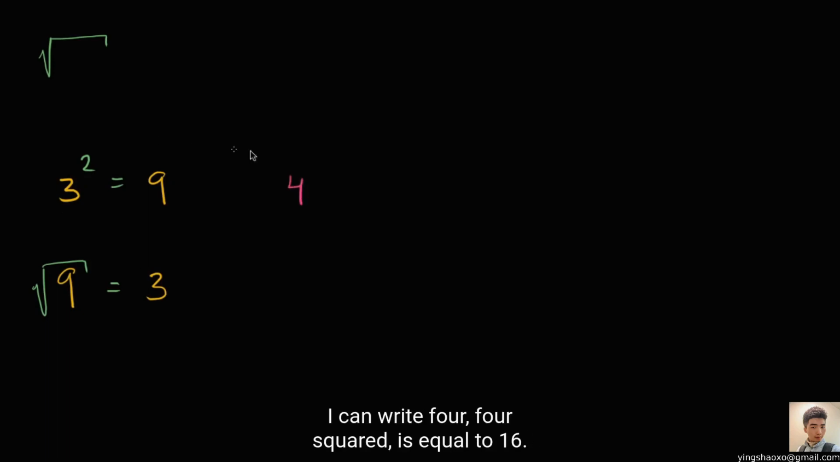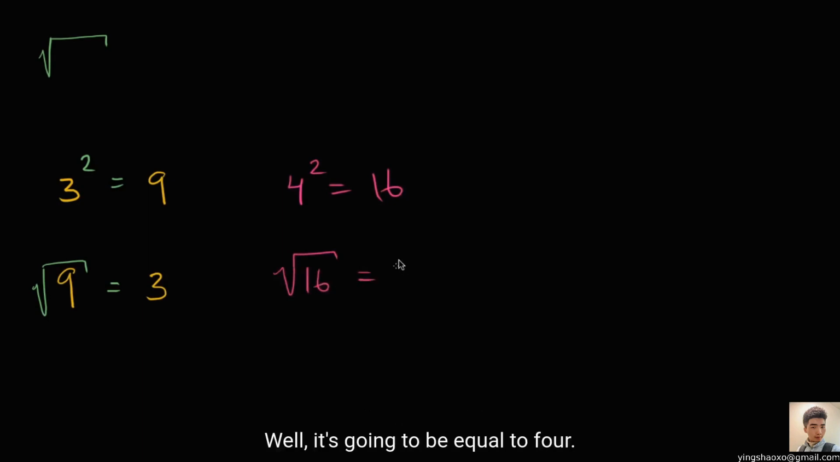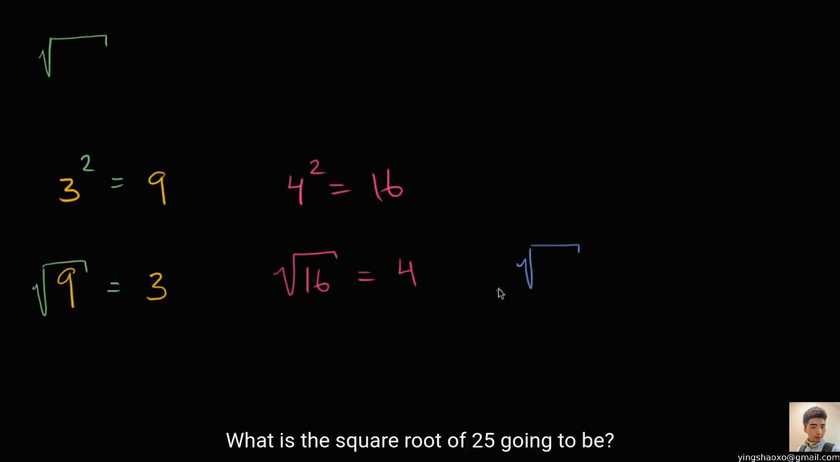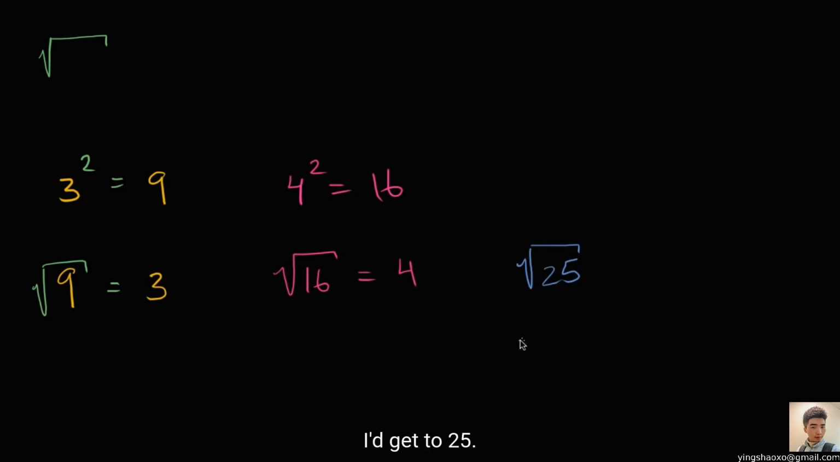I can write 4 squared is equal to 16. Well, what's the square root of 16 going to be? Well, it's going to be equal to 4. Let me do it again. And actually, let me start with the square root. What is the square root of 25 going to be? Well, this is the number that times itself is going to be equal to 25, or the number where if I were to square it, I get 25. Well, what number is that? Well, that's going to be equal to 5.